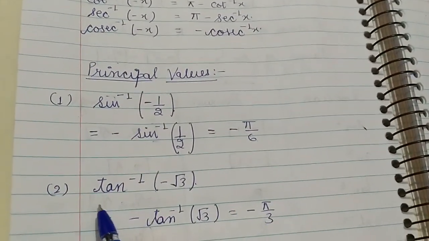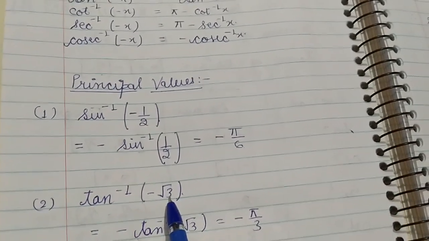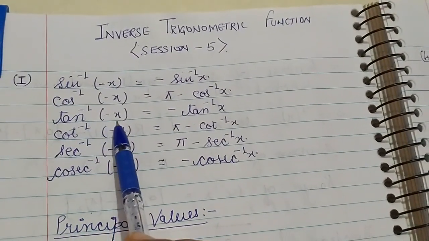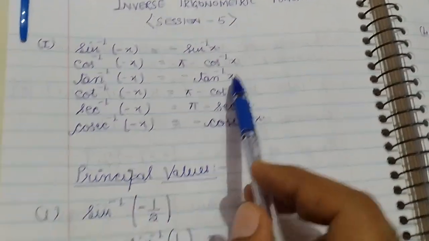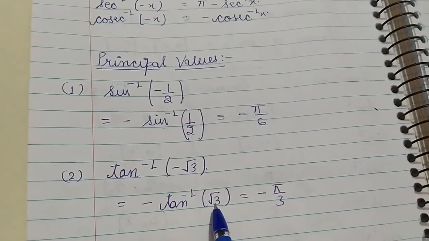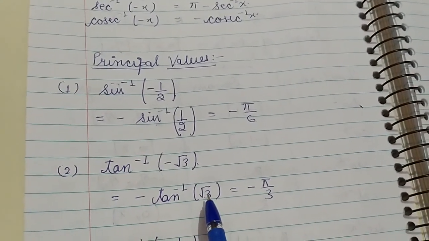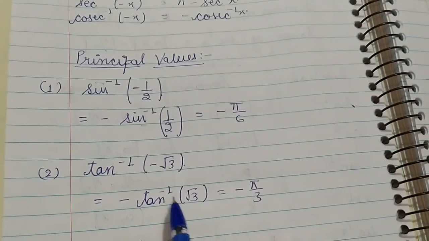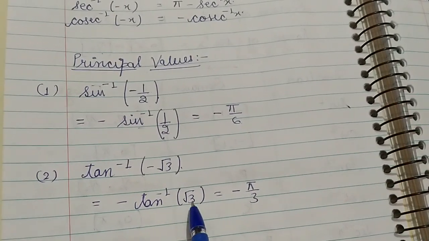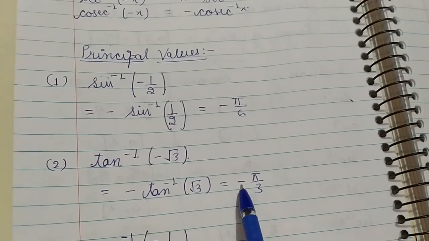Move to the second example. What is the principal value of tan inverse of minus root 3? Using this relation, tan inverse of minus x is equal to minus of tan inverse x, we can write tan inverse of minus root 3 in the form of minus of tan inverse root 3. And using the trigonometric table we have already studied in class 9th or 10th, the value of tan inverse root 3 is equal to pi by 3, and negative sign as it is.